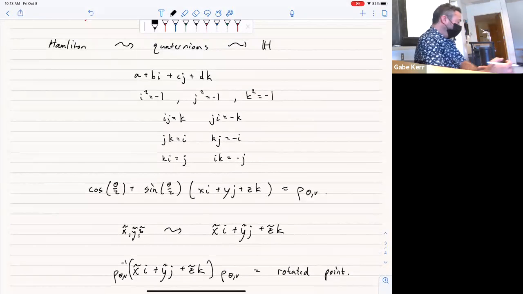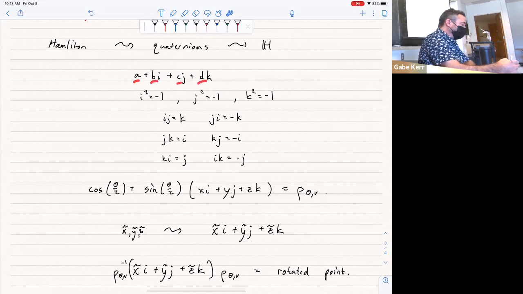One thing you might notice about this, although it's kind of hard to notice, is that if you look, you've got 4 coordinates. You've got the real coordinate, and you've got these other 3. And so you're actually in 4-dimensional space. If you look at these particular coordinates, you'll see they satisfy an equation, which is the equation for a sphere, namely a squared plus b squared plus c squared plus d squared equals 1.